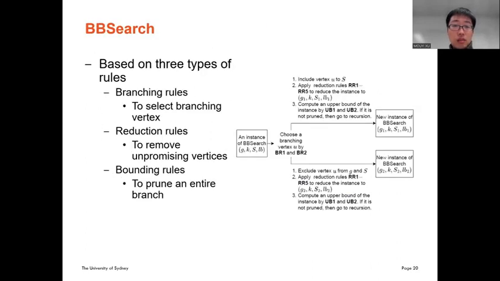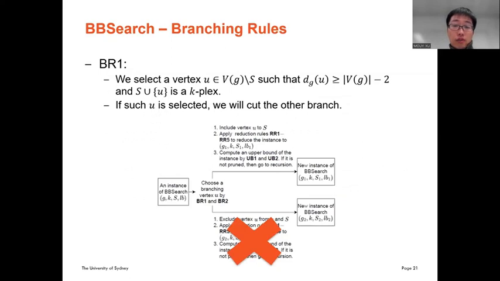And the BB search algorithm is based on 3 types of rules: branching rules, reduction rules, and bounding rules. Branching rules are used to select a branching vertex U. After this vertex U is selected, it will either be included in S or be excluded from G and S. And it will generate 2 different branches. For both branches, we'll use the reduction rules to remove the unpromising vertices, and we'll use the bounding rules to see if we need to prune the entire branch or not. For the branching rules, we have 2 branching rules.